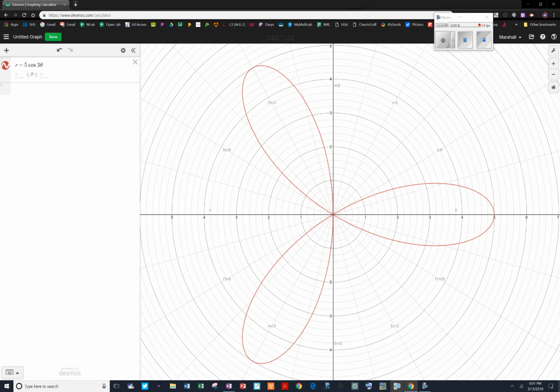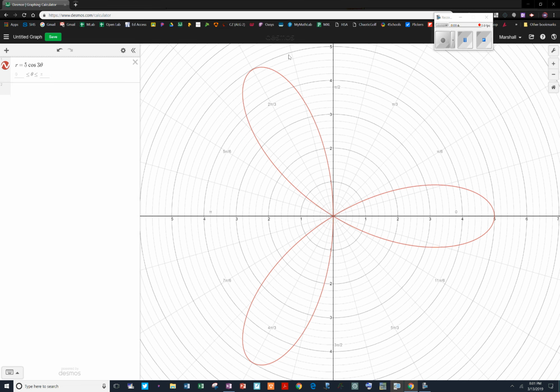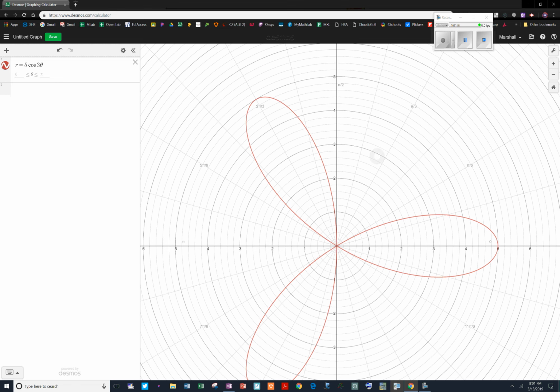Pretty cool shape. This is called a rose graph. What I'd like you to notice here is the connection between this rose graph that we have here and the numbers we put into this function. We have 5 cosine of 3 theta, and if you can tell here, 5 is the length of each of these petals. It's the R value at the tip of each of these petals.